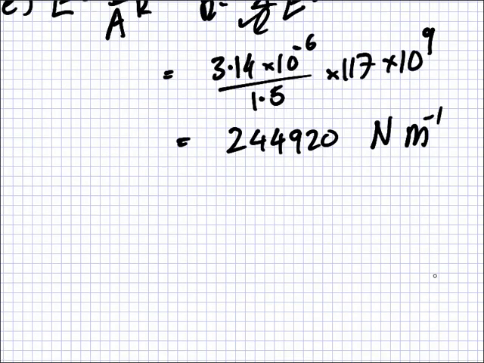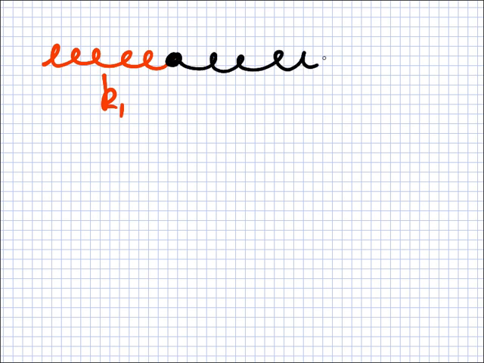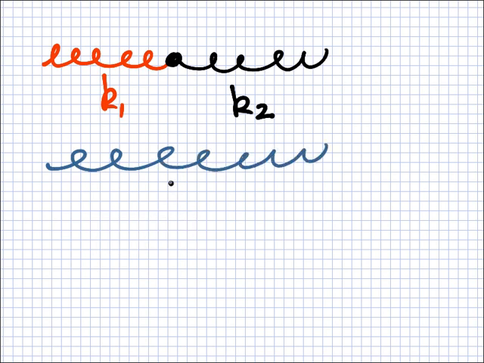So this is what I mean. Last class we had a spring, and this spring, let's say, has a constant K1. Now imagine we stick onto it another spring and it has a constant K2. So we make this new spring and we want to know what is its constant. Now maybe it's K1, maybe it's K2, maybe it's K1 plus K2, maybe it's K1 plus K2 over 2. It's not clear what it is. So we need a way to calculate it.